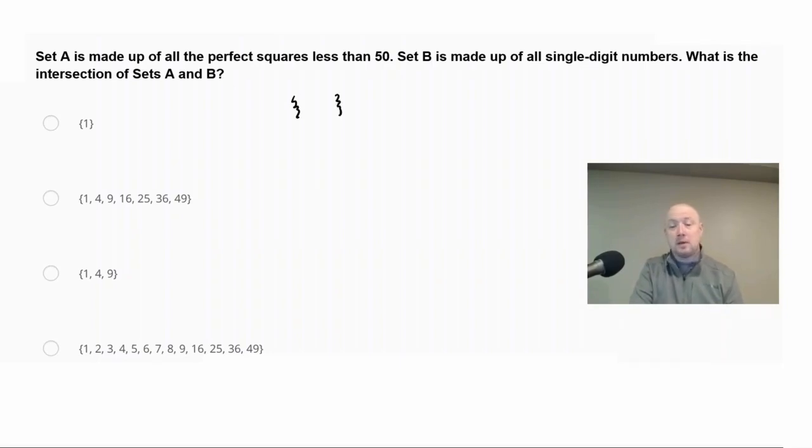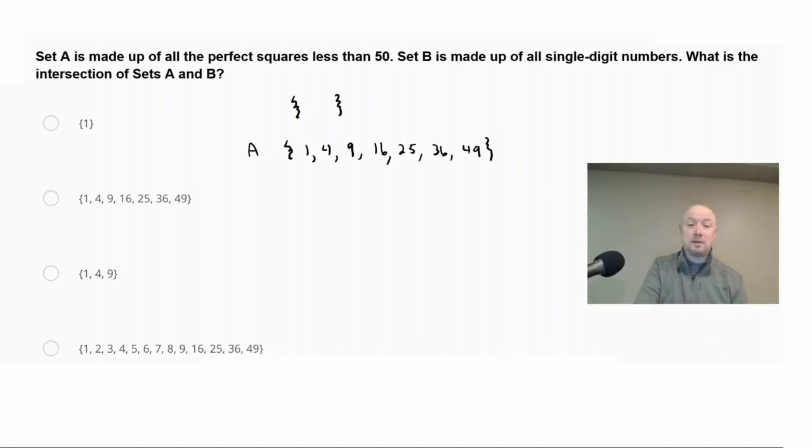The first thing we need to do is identify what set A is. We need all of the perfect squares less than 50. So 1 squared is 1, 2 squared is 4, 3 squared is 9, 4 squared is 16, 5 squared is 25, 6 squared is 36, and 7 squared is 49. These are our perfect squares less than 50.